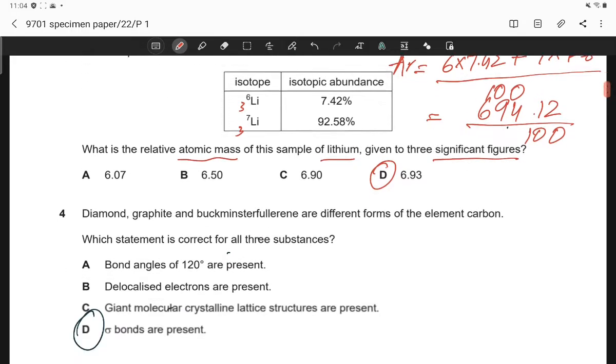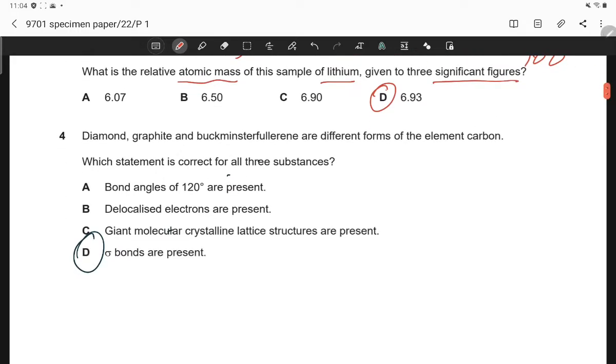So the next question is question number 4. Diamond, graphite and Buckminsterfullerene are different forms of the element carbon. Diamond and graphite are giant macromolecules, while Buckminsterfullerene is the C60 molecule, a simple molecule. Which statement is correct for all 3 substances? Bond angles of 120 degrees are present.